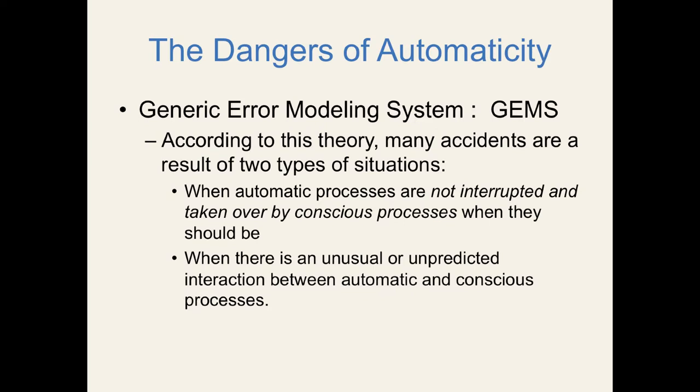And so there's this generic error modeling system called GEMS. According to this theory, many accidents are a result of two types of these situations. One is when automatic processes are not interrupted and taken over by conscious processes when they should be. And the other one is when there's an unusual or unpredicted interaction between automatic and conscious processes.